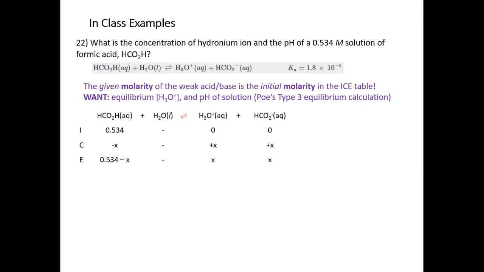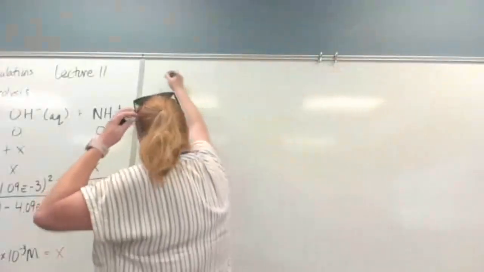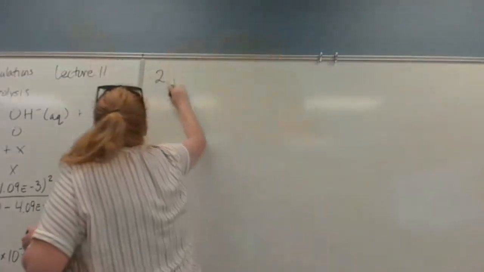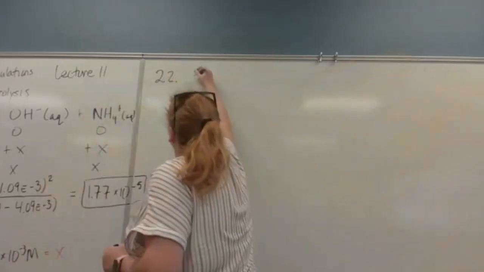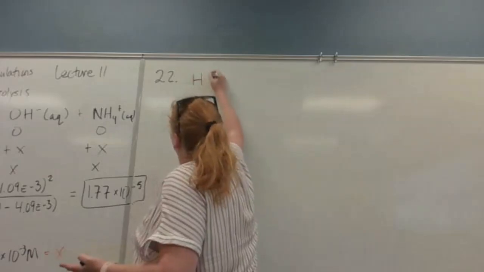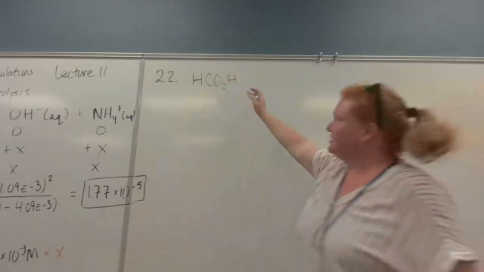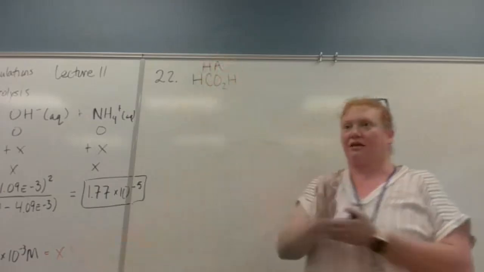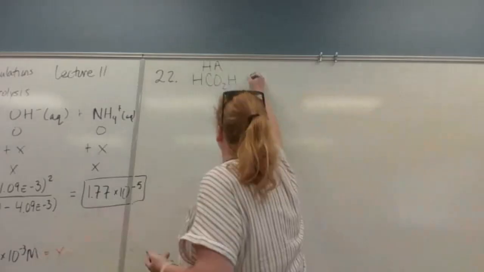Okay, so let's set up an ice table, right? Let's set up an ice table. Some of these acid formulas are pretty short, like this one. That's fine to write. But you guys can always just shortcut the weak acid, just HA. That's fine. If that's what you want to do, you just do HA.